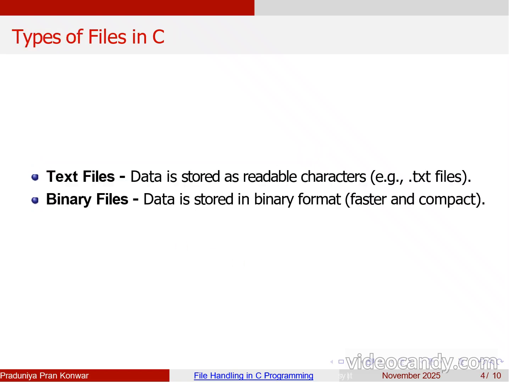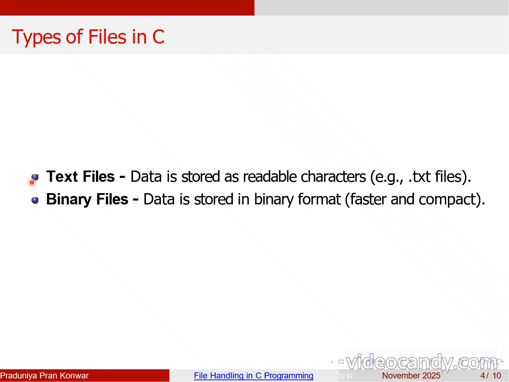In C programming, files are mainly divided into two types: text files and binary files. Let's start with text files. The text file stores data in human readable form, for example, a .txt file that can be opened in Notepad and any other text editor. Each character, number, or symbol is stored as text, which makes it easy to view or edit manually.